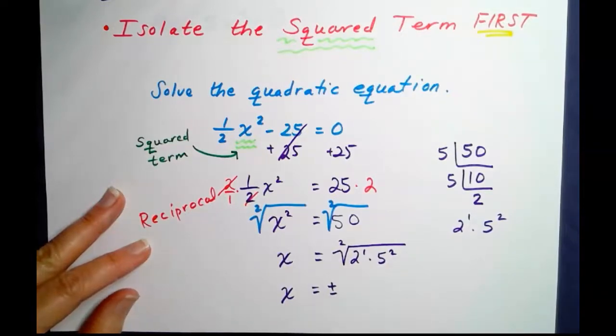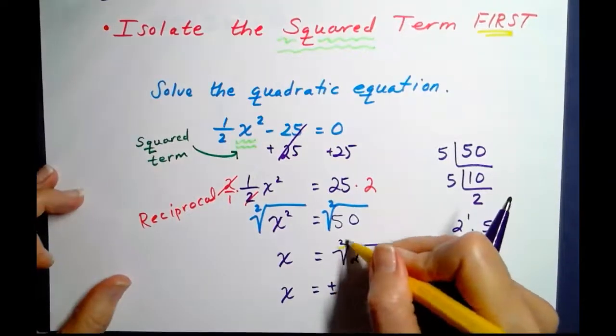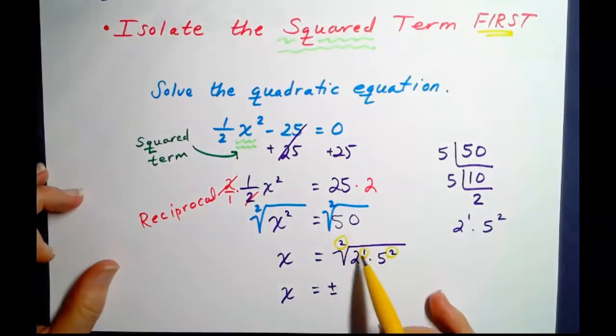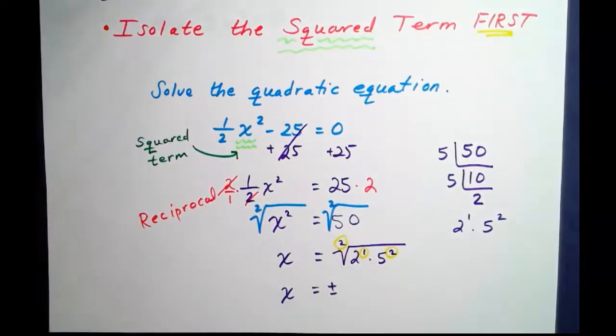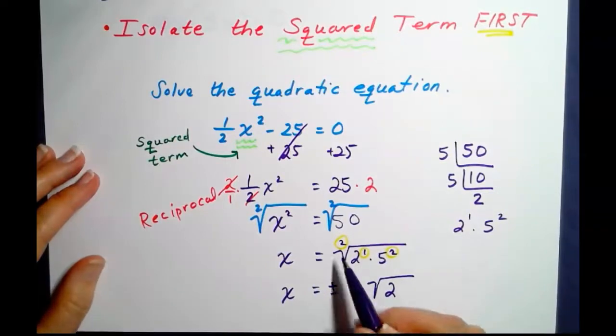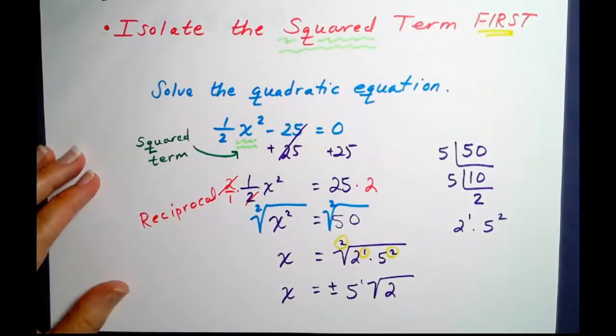So now let's simplify the radical. Remember, to simplify the radical, we're going to divide the powers by the index of the radical, which is 2. So 1 divided by 2, can't do it. That is why the 2 to the first power stays under. But 2 goes into 2 one time. That is why 1 power of 5 is coming out. So these are our answers.